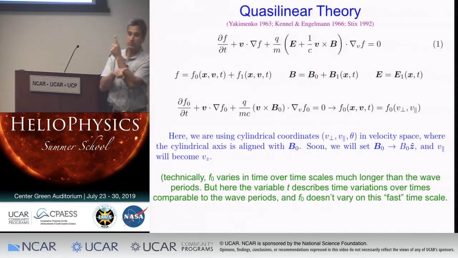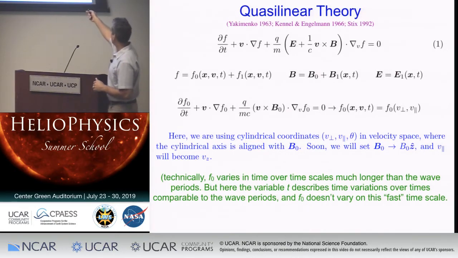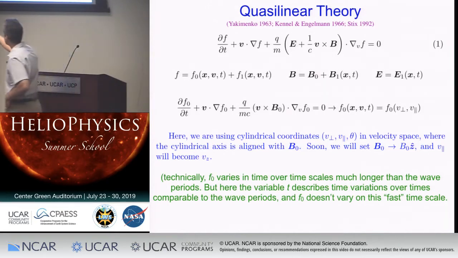And the third coordinate is the gyral angle. F0 will not depend on it. The reason we make that choice is that if you look at this term, it is a vector dotted into the velocity gradient of F0. What's the direction of that vector? Well, it's the cross product v cross B0.